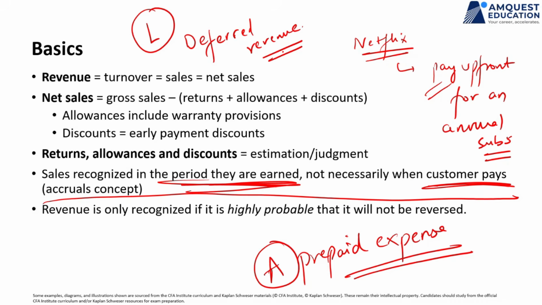But it is not revenue today because the customer has paid, but we work on the accrual concept in accounting. We don't work on cash accounting. We work on accrual accounting, which means the revenue has to be earned, then only you can record it as revenue and not before. So revenue is only recognized if it is highly probable that it will not be reversed. Until you have a time period to return the product, you should not record it as revenue. Only once the return time frame is completed, you can record it as revenue.